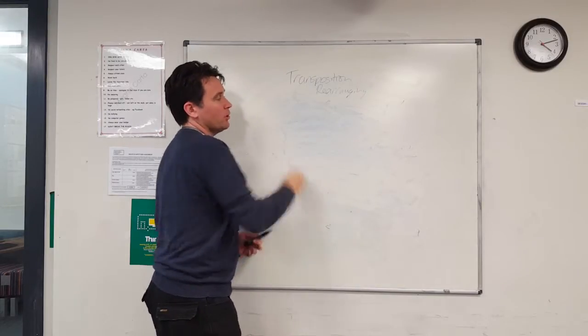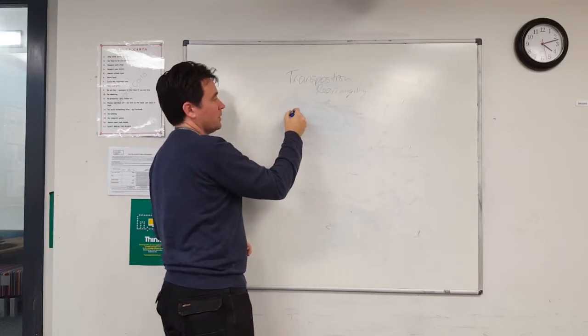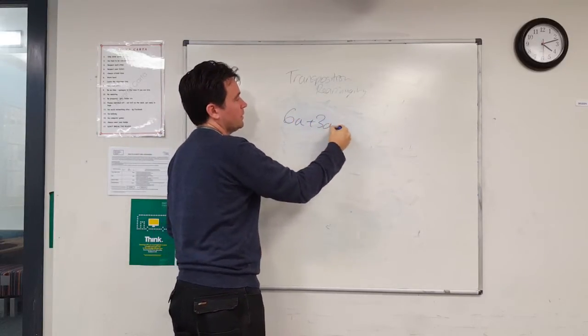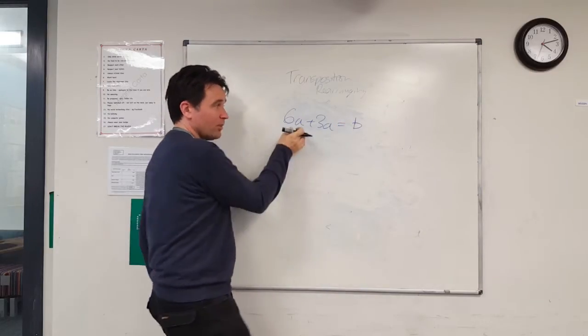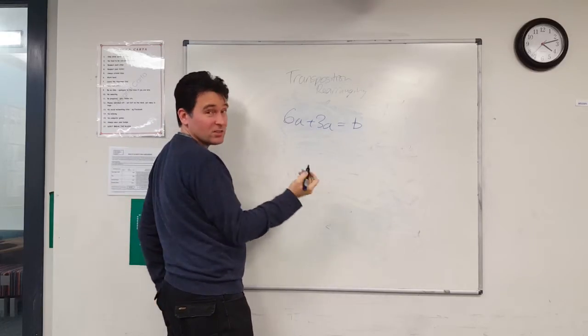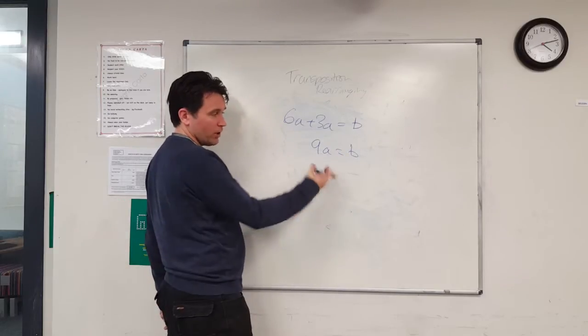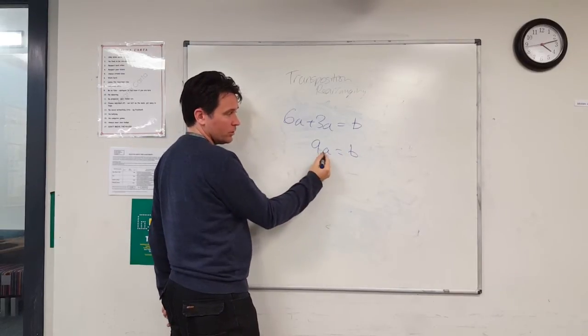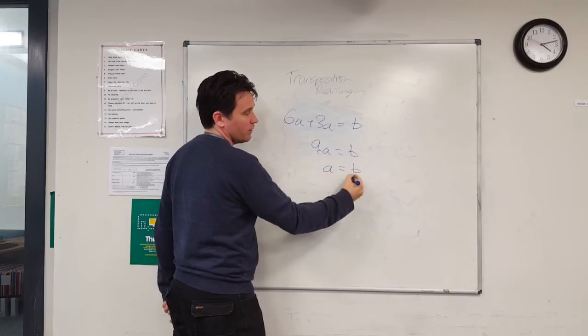Now, the only thing to remember, really, other than that, is if you see any terms that are similar, like 6A plus 3A equals B, group the terms together that are the same. So 6A plus 3A is the same as saying 9A equals B. So rearranging for A on its own, well, 9 times A, take 9 times across, A equals B divided by 9.